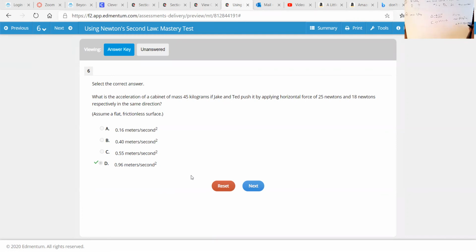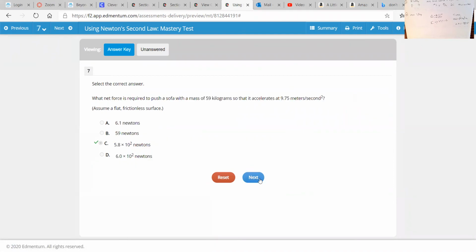Technically 0.955555 meters per second squared, but you can round it up to 0.96. Okay, so that just consisted of us adding the net forces and then dividing by the mass of the object to get the acceleration.